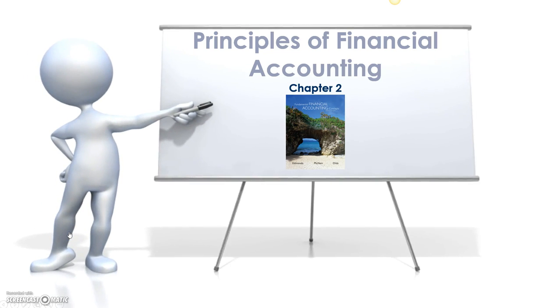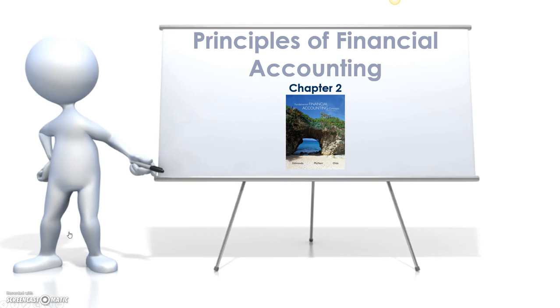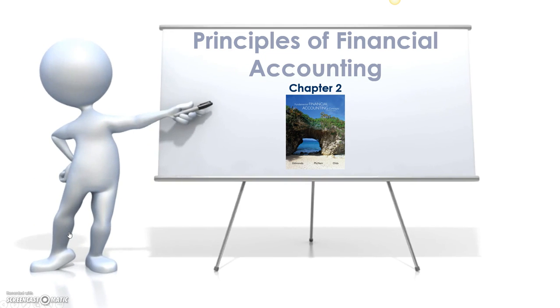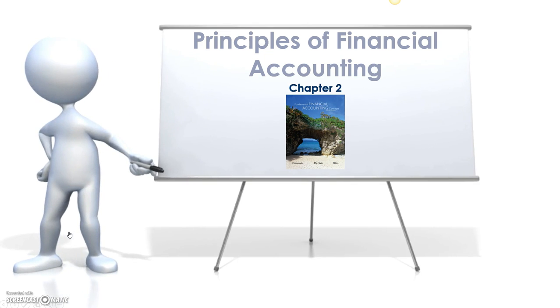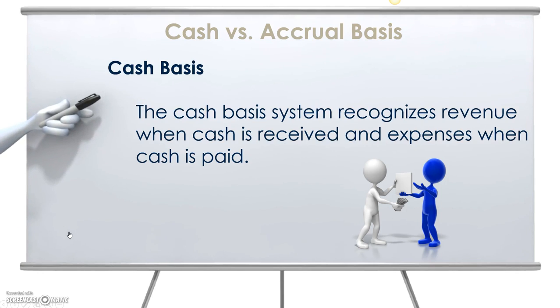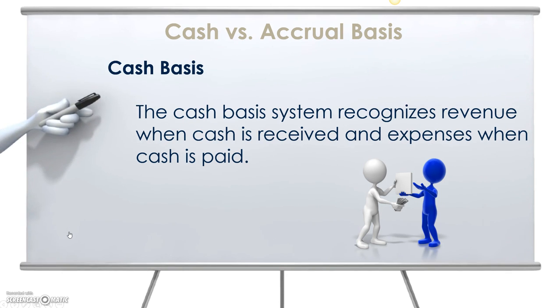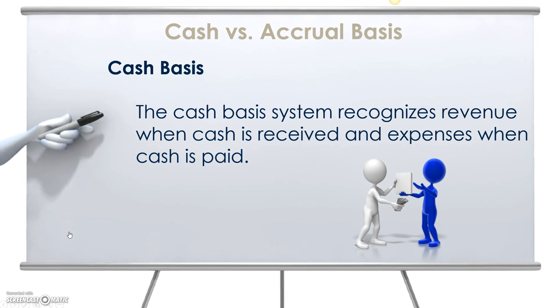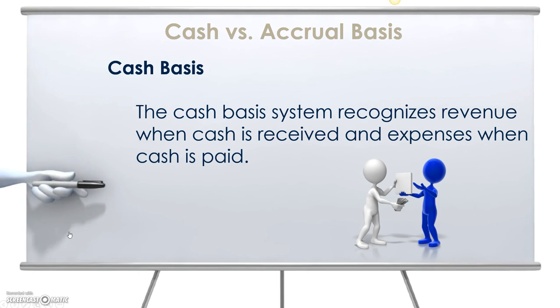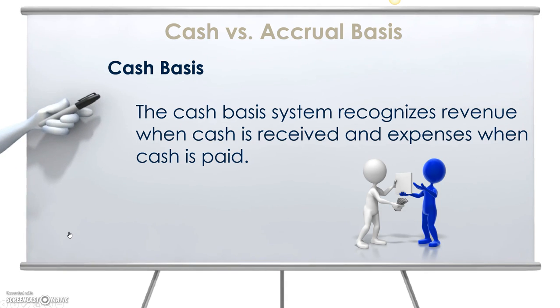Welcome back. In this video, I want to talk a little bit more about how we actually record transactions in an accounting system. I want to begin this discussion by talking about something called the cash basis. If we were to use a cash basis form of accounting, the cash basis system would recognize revenue when it's received and expenses when it's paid. When we say recognize revenue or recognize expenses, we're talking about when these items are recorded in your accounting system.